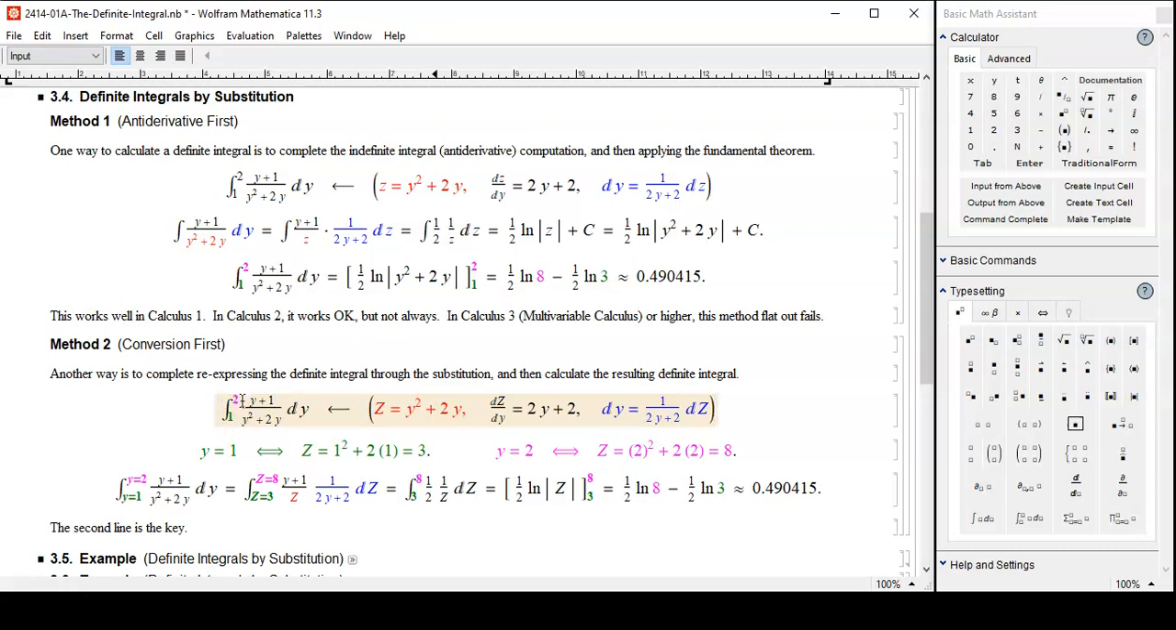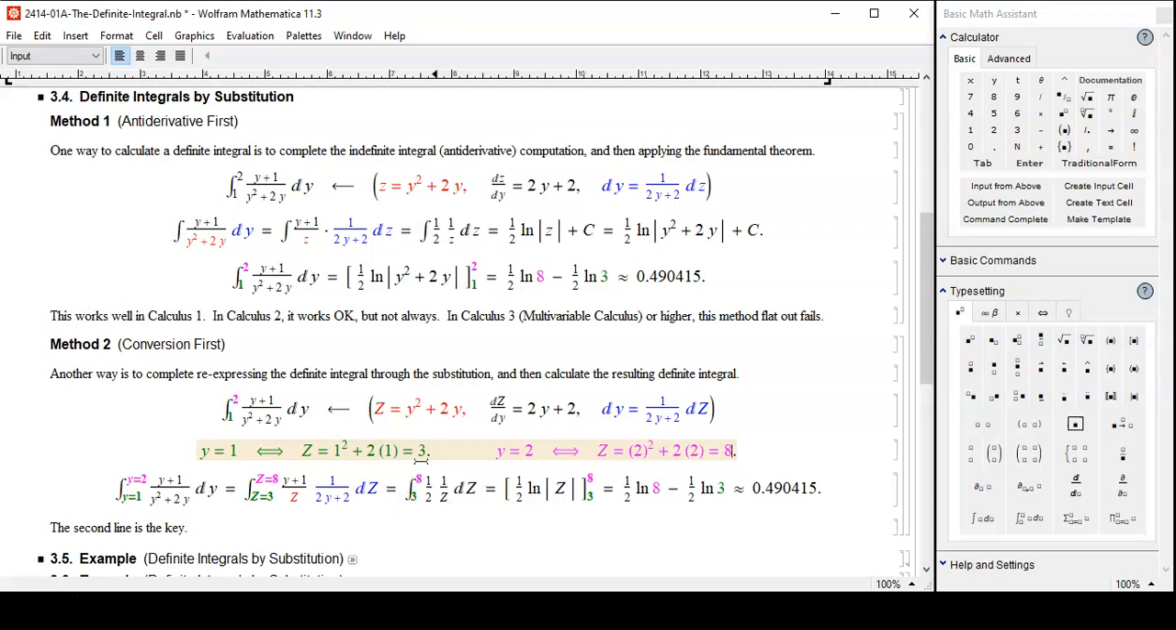y is going from 1 to 2, right? So y is 1, plug it in, then z is 3. You know, y squared plus 2y when y is 1. And when y is 2, z is 8. So here in this expression, y is going from 1 to 2. After substitution, z is going from 3 to 8.